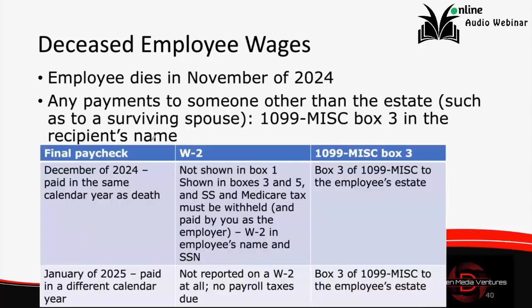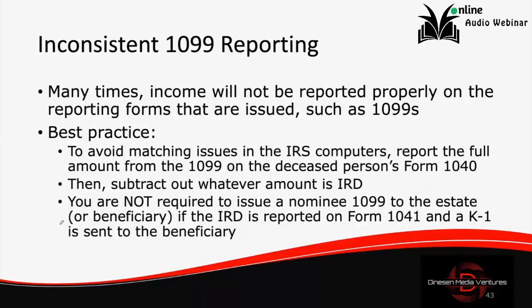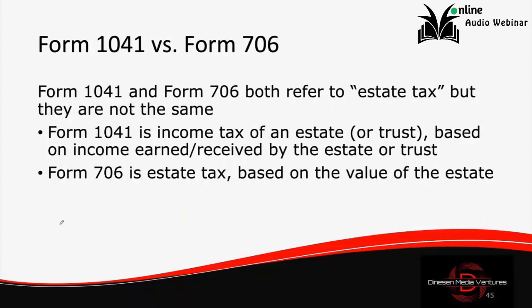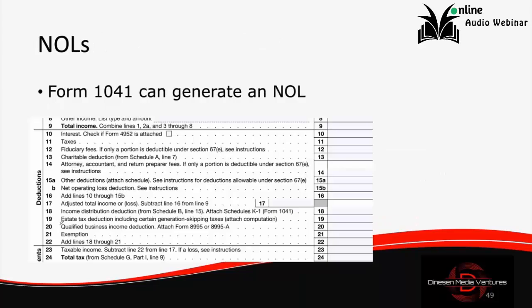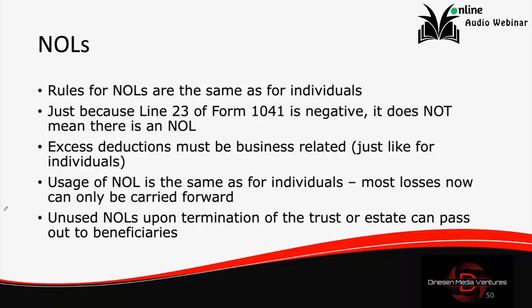This is another one where looking at an example is probably more helpful than all of those words. There'll be inconsistencies sometimes on reporting because sometimes, especially on investment accounts and such, they may not know right away that a person passed away. So Form 1041 and 706, we're kind of resetting our minds here because we're going into a transition to the 706 now. Form 1041 can generate a net operating loss because rules for NOLs are the same as for individuals.